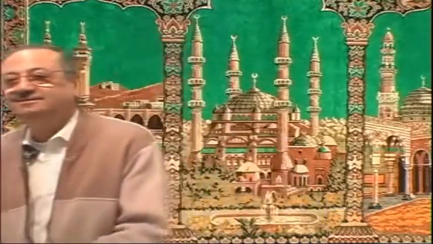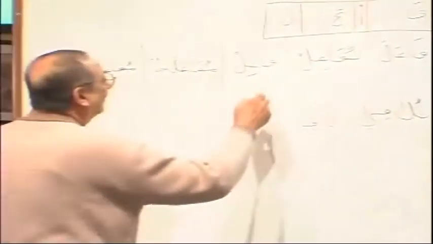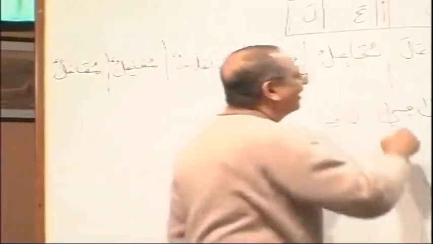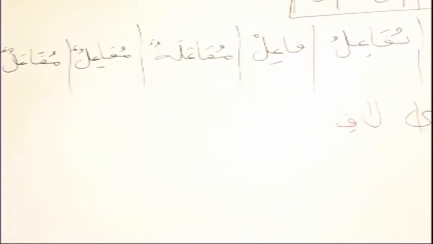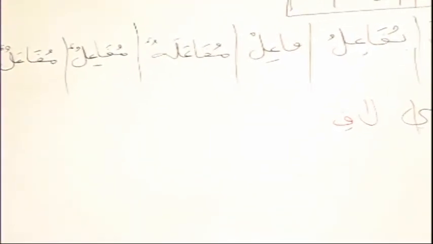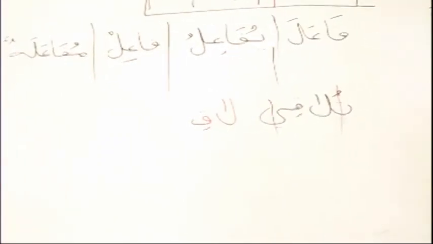Mufa'ilun, what is mufa'ilun? Ism fa'il. I wrote down everything. I wrote down madi, mudari, amr, masdar, ism fa'il, and ism maf'ul. I wrote down everything, brothers and sisters. Fine.